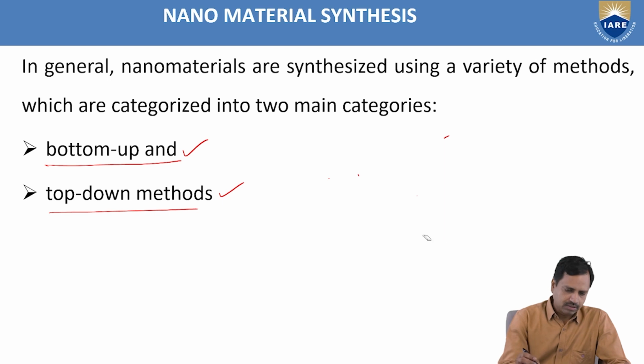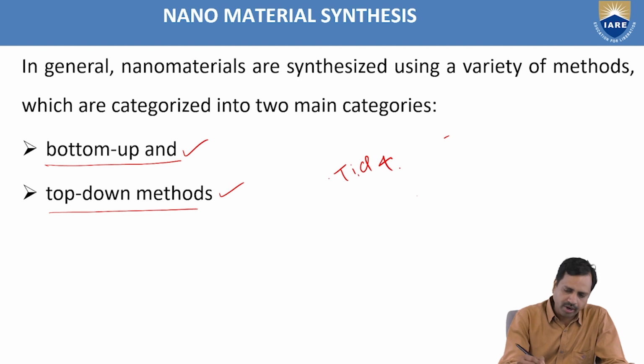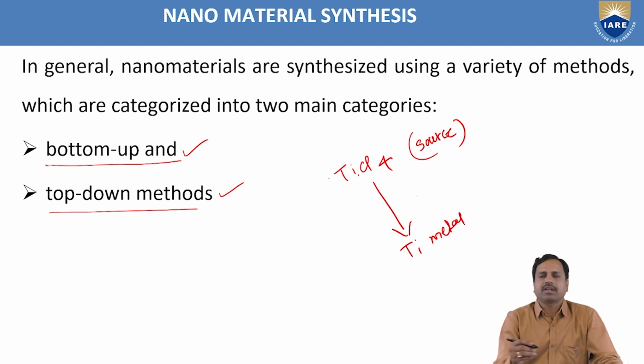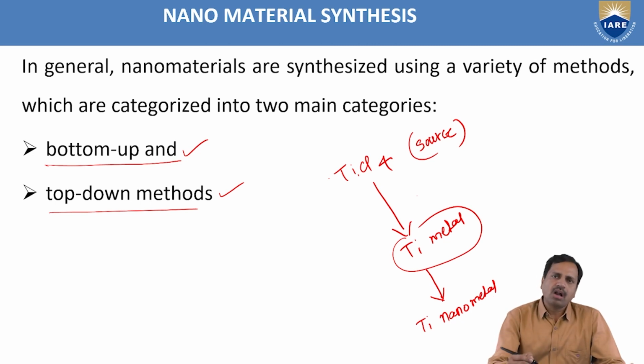Now we can see what a top down method is. Suppose you want to synthesize titanium nanomaterial. We'll take titanium tetrachloride as a source, and we synthesize the titanium metal. This titanium metal will be converted into titanium nanometal. So in the top down method, we first synthesize the titanium metal, then we convert it into titanium nanomaterials.